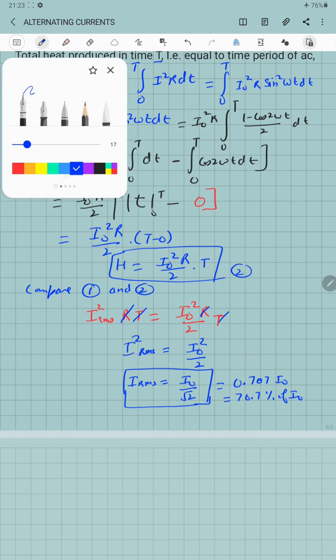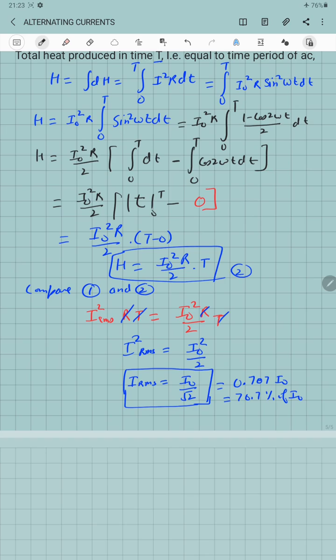If we do the same calculation for alternating EMF, we can also show that for alternating EMF its RMS value is E naught over root 2.